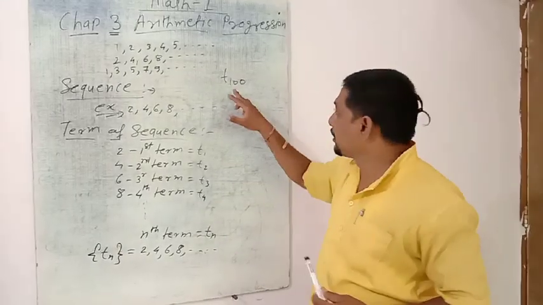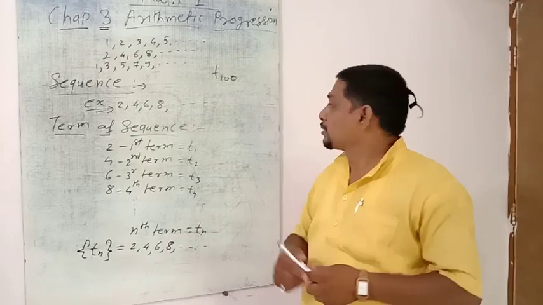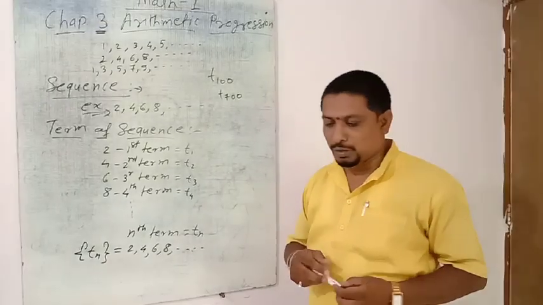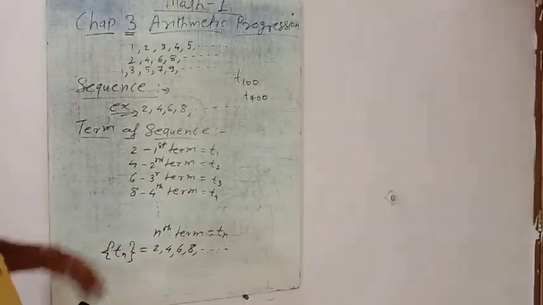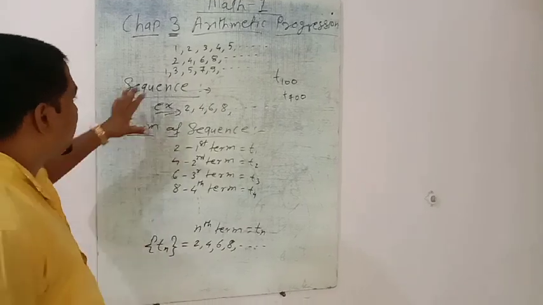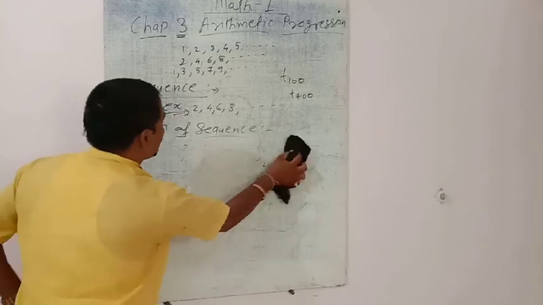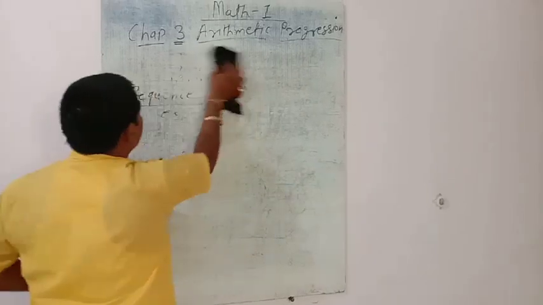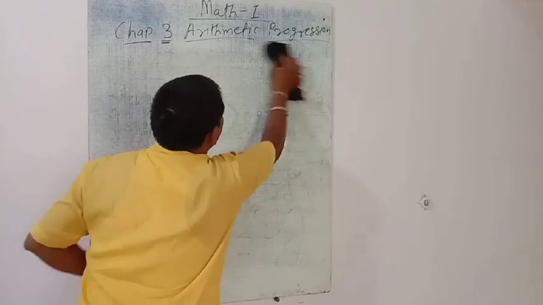The 100th term is denoted as T100. Suppose we have to take 700 terms, so that term is denoted as T700. After all, we have to learn first the sequence, then the terms of a sequence. In the sequence, we take an example, and then the terms of the sequence. We know that the terms are T1, T2, T3, T4 and so on. The last term is denoted as Tn.